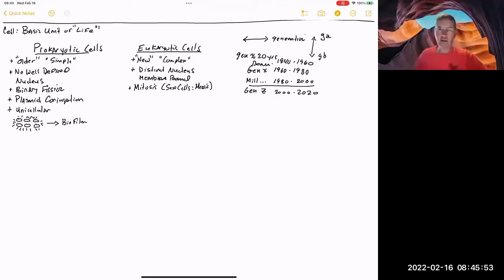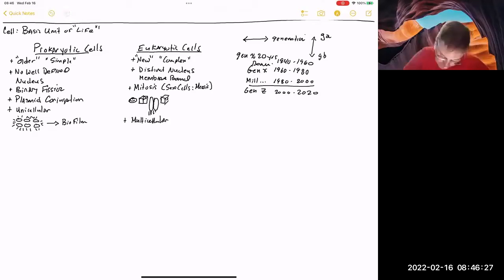But with eukaryotic organisms, you have different types of cells. Many different types of cells can come together, and you can have highly specialized cells coming together to form an organism. And so eukaryotic organisms, they're not always, but they can be multicellular.